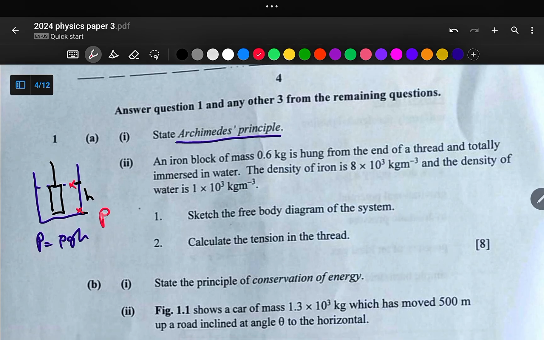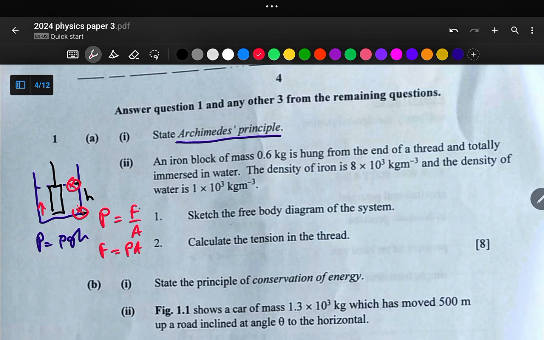So pressure is equal to force per unit area, and if we are to calculate force, we can now say force is equal to pressure times area. Therefore, if pressure at this point is very high as compared to pressure at this point, this simply means that force at this point is higher than force at this point. So there will be a resultant upward force.